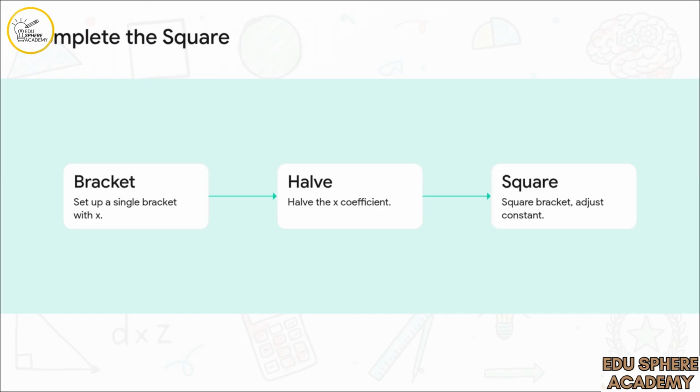Step 2, look at the number next to your x term and literally just cut it in half. Step 3, close the bracket, square it, and then subtract the square of that halved number to balance out the constant. That's the whole shebang. Follow this 3-step formula, and you're going to completely neutralize a very high-level exam question.